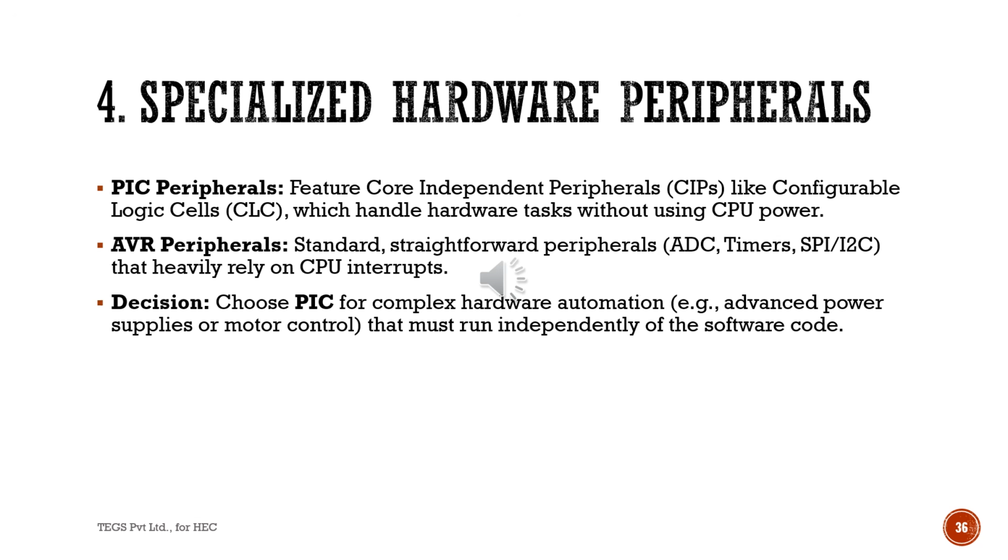Specialized hardware peripherals. PIC peripherals feature independent peripherals like configurable logic cells which handle hardware tasks without using CPU power. AVR peripherals. Standard straightforward peripherals, ADC, timers, SPI, I2C, that heavily rely on CPU interrupts. Decision: choose PIC for complex hardware automation.